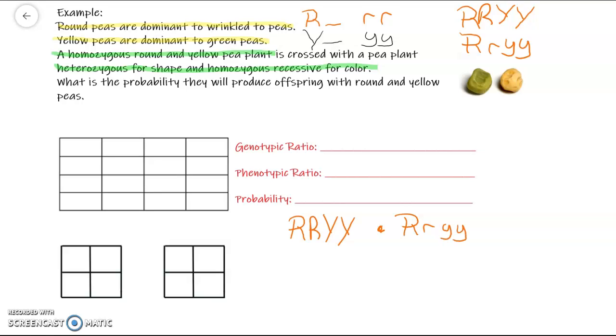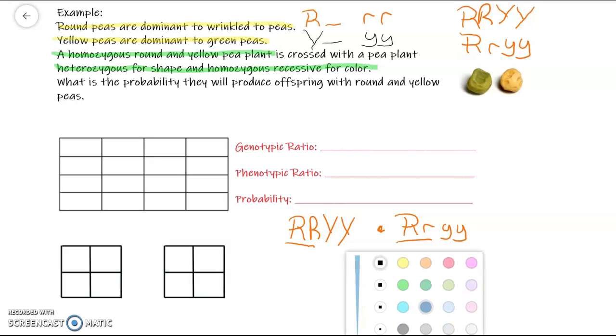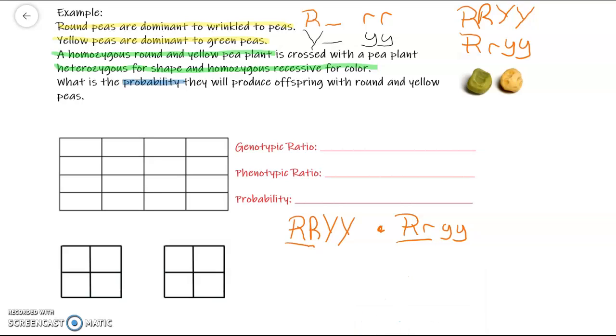All right, if we do it the smaller monohybrid way, using the two smaller monohybrid boxes you see down the bottom left-hand corner, we're simply going to first cross the two genes together. But before we do that, what does the problem actually want us to know? Let's go back up top. It says, what is the probability, again, a percent or fraction, that they will produce offspring who are round and yellow? That's what we're looking for.